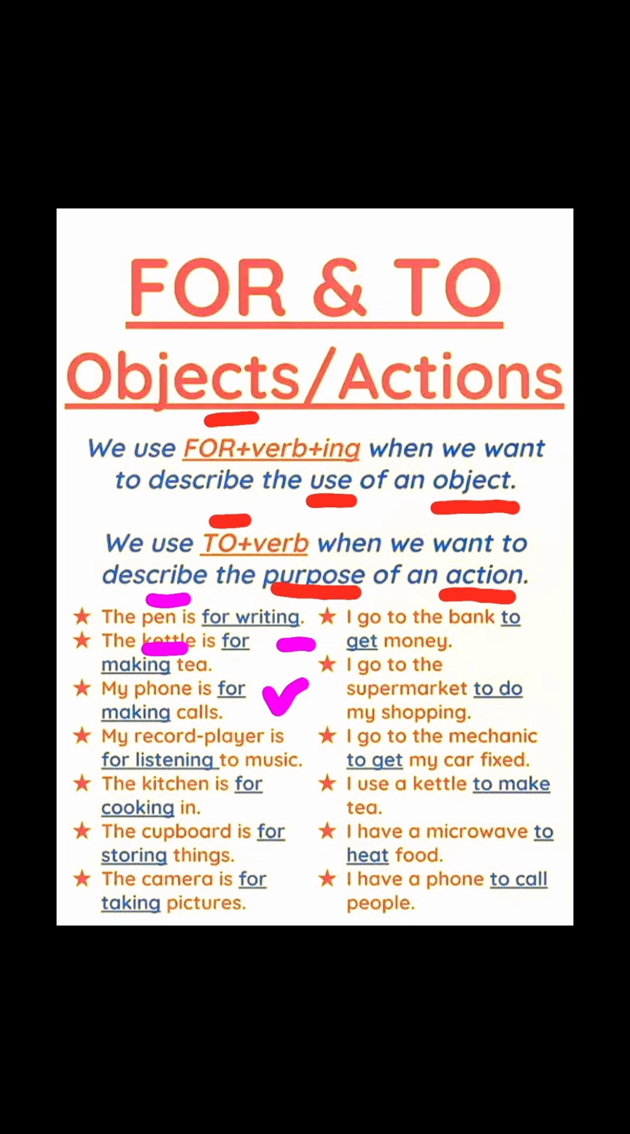Next, my record player is for listening to music or to listen to music. It is for listening to music. Why? Because I have an object which is the record player over here. Therefore, my record player is for listening to music. Next, the kitchen is for cooking in. Now, what is the object over here? Kitchen. So the kitchen is for cooking in. The cupboard is for storing things. Why? Because cupboard is an object in which I am storing things. So it becomes for storing things.